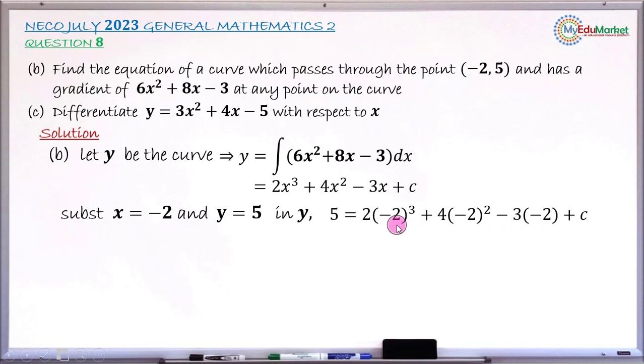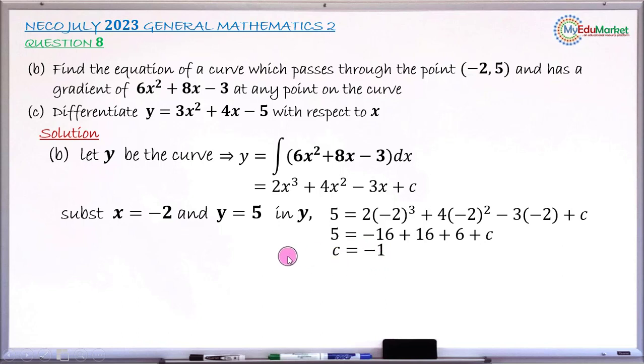Simplifying this, you have 5 equals minus 16, since minus 2 raised to the power of 3 gives minus 8, and minus 8 times 2 gives minus 16. 4 times minus 2 squared is positive 16, and minus 3 times minus 2 gives positive 6, plus c. Collecting like terms, it gives c as minus 1. So the constant c is minus 1.